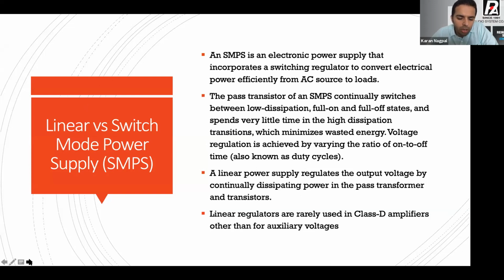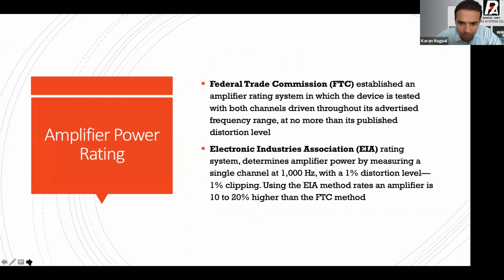लीनियर रेगुलेटर, लीनियर जो आपका ट्रांसफार्मर पावर सप्लाई है, आपके क्लास D एम्पलीफायर्स में बहुत कम यूज होता है. खाली ऑक्सिलरी वोल्टेज के लिए हम यूज करते हैं, कुछ बायसिंग वोल्टेज जनरेट करने के लिए शायद यूज करते हैं, बहुत रेयरली हम लोग यूज करते हैं. We don't use a linear power supply with a class D amplifier too often. And again, like I mentioned, एम्पलीफायर पावर रेटिंग के अलग अलग एम्पलीफायर में अलग अलग तरीके.